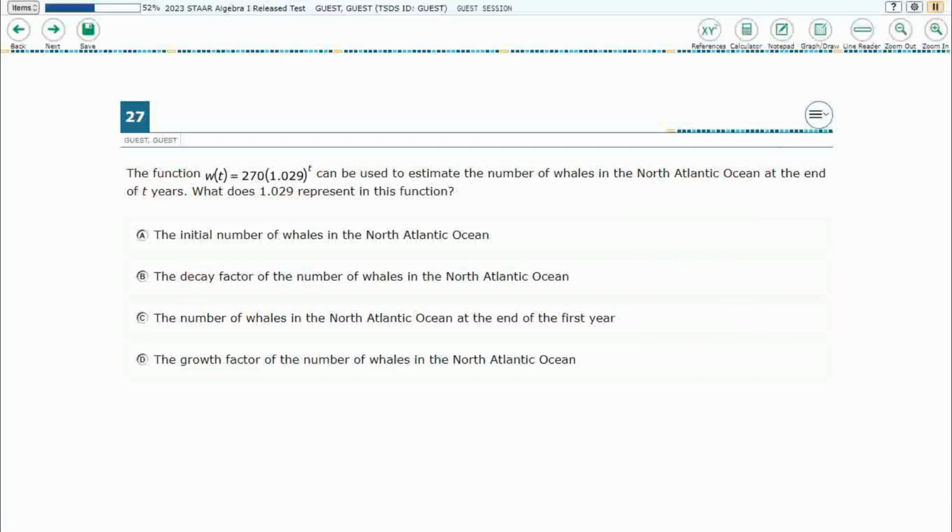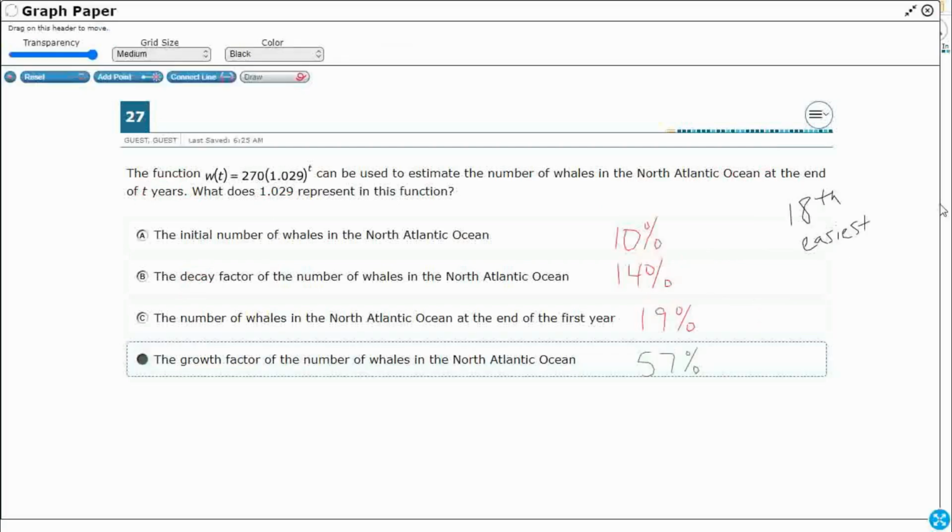Let's see how we did across the state of Texas. So this tended to be on the easier side. This is the 18th easiest in the entire test. 57%, so almost 60% of the students got the correct answer here. You see our incorrect answers kind of skewed towards this one right here, the C.